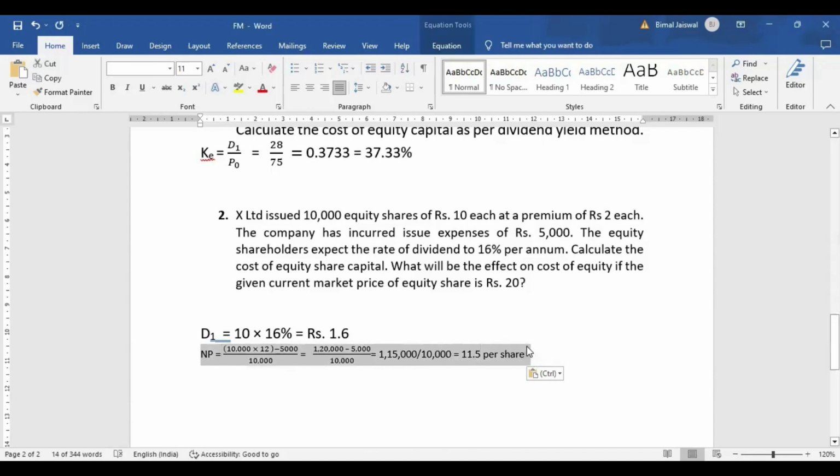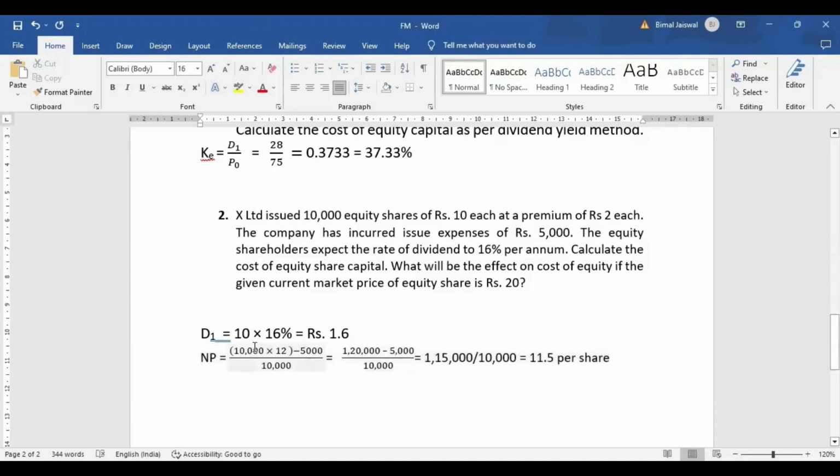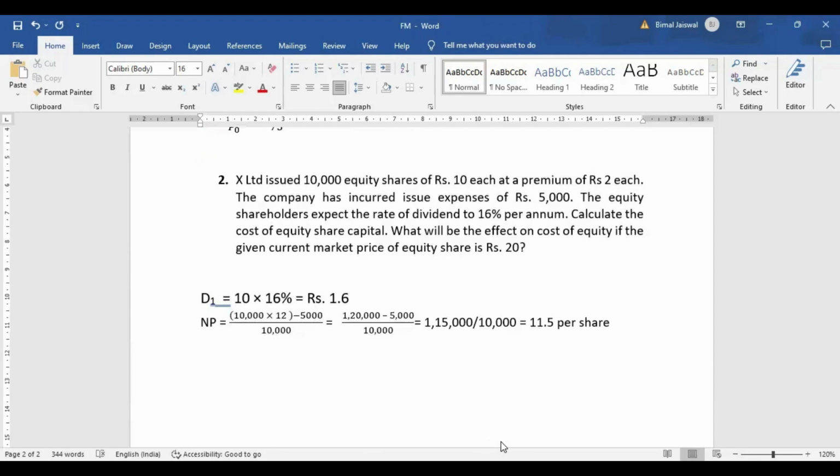This is your net proceeds: 10,000 equity shares multiplied by rupees 12 minus 5,000 expenses, divided by 10,000. If you solve this, it will come to 11.5 per share. That means now we have to calculate the cost of equity. So dividend upon net proceeds. Dividend is 1.6 and net proceeds is 11.5. So automatically you can get the cost of equity, and that comes to 13.91%.